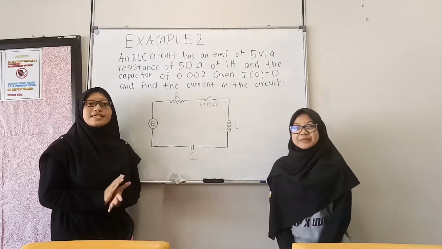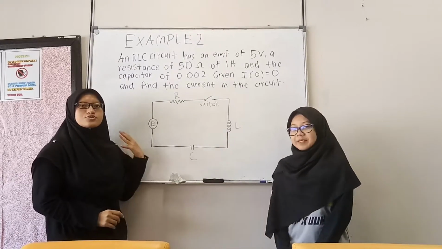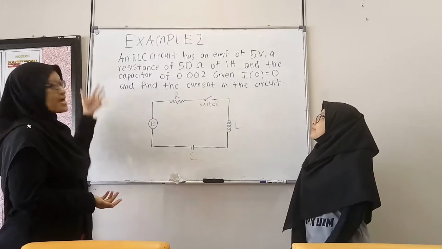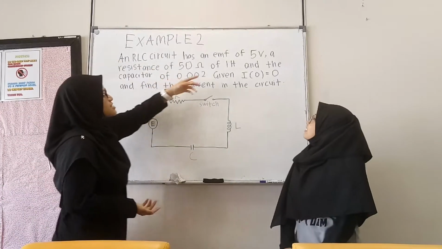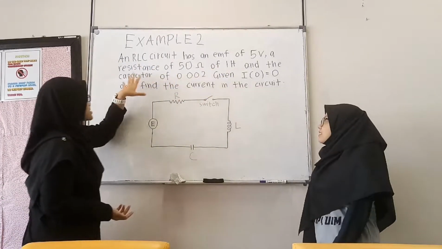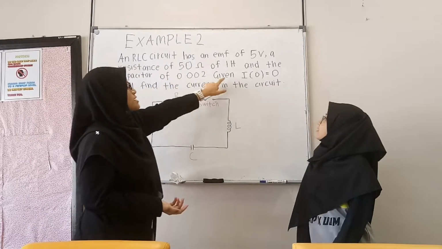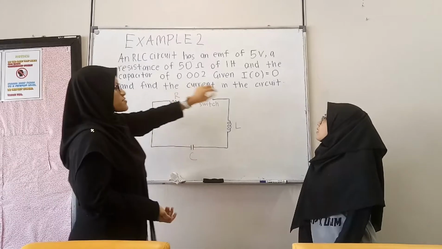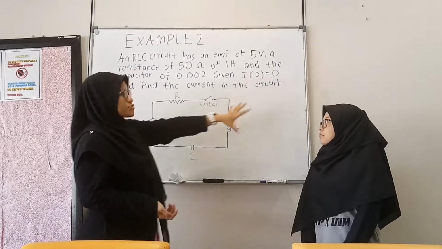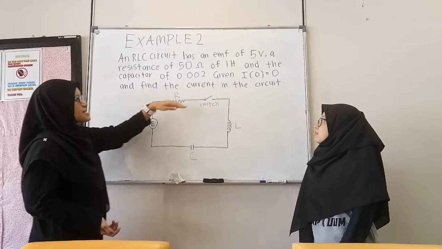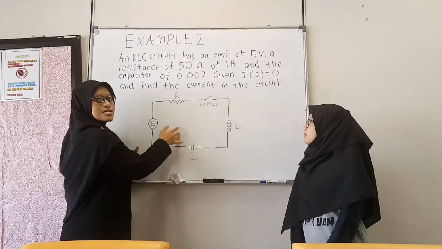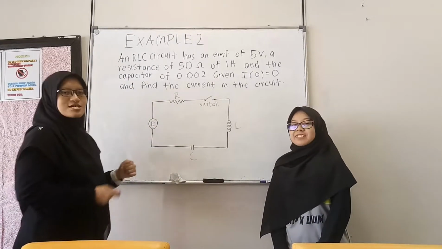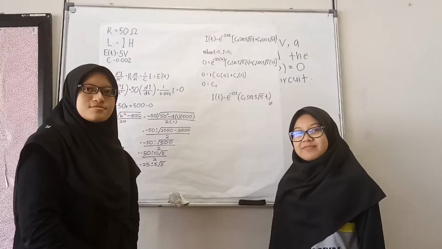Okay, for the application of the RLC circuit, we are going to solve this question. This question says that an RLC circuit has an EMF of 5 volts, a resistance of 50 ohms, an inductance of 1 henry, and a capacitor of 0.002 farads. Given I(0) is equal to 0, we are going to find the current in the circuit. This is the diagram to illustrate this question. Now we are going to solve it.